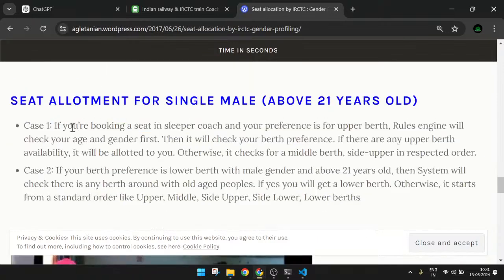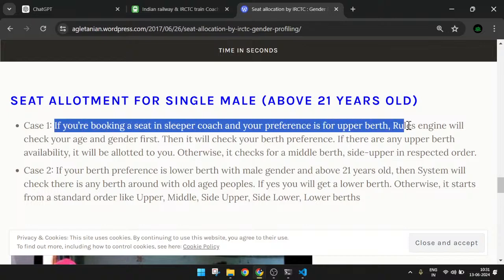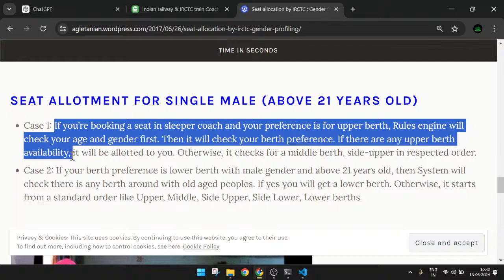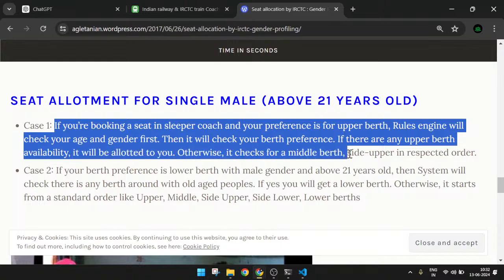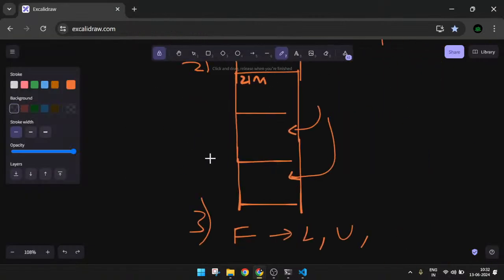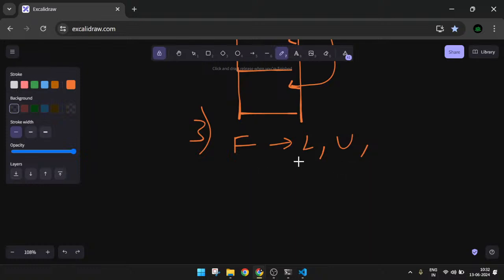Oh, this is cool. If you're booking a seat in a sleeper coach and your preference is for an upper berth, the rules engine will check your age and gender first. Then it will check your berth preference. If there is any upper berth availability, it will be allocated to you. Otherwise, it will check for a middle berth, side upper. Okay, so for females, it's this. Females have priority for lower and upper berth, and males have priority for middle. Okay. Oh my god.